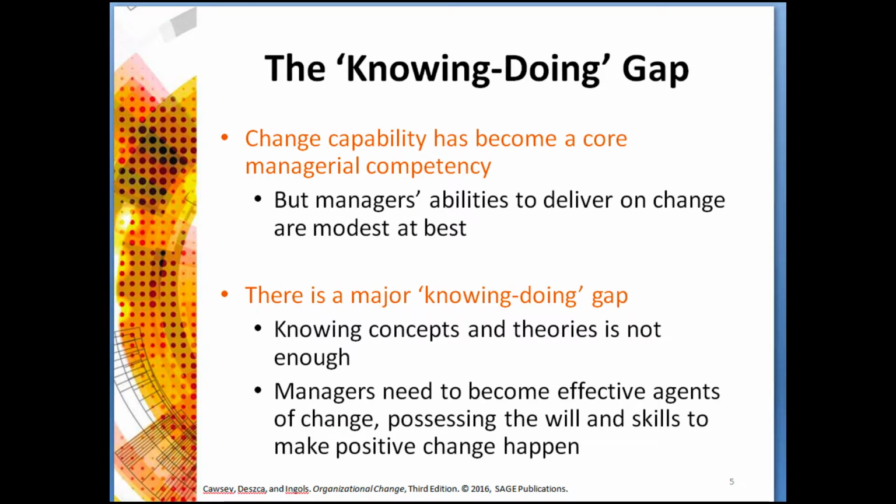The knowing-doing gap, right? As change capabilities become a core managerial competency, knowing how to do it is one thing, doing it is another. So this book and this course is geared towards the doing part. We're working on the knowing, and then we're going to work on the doing. So we're going to try to do both. It doesn't do you a lot of good to know how to do something if you can't, in fact, be able to pull that off.